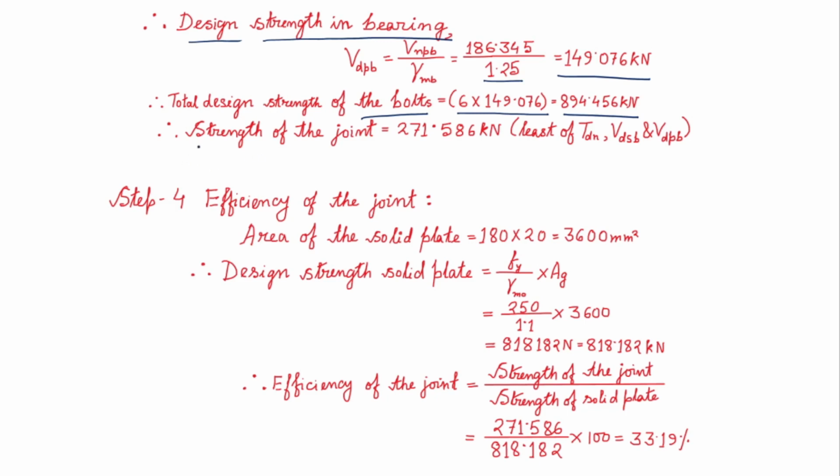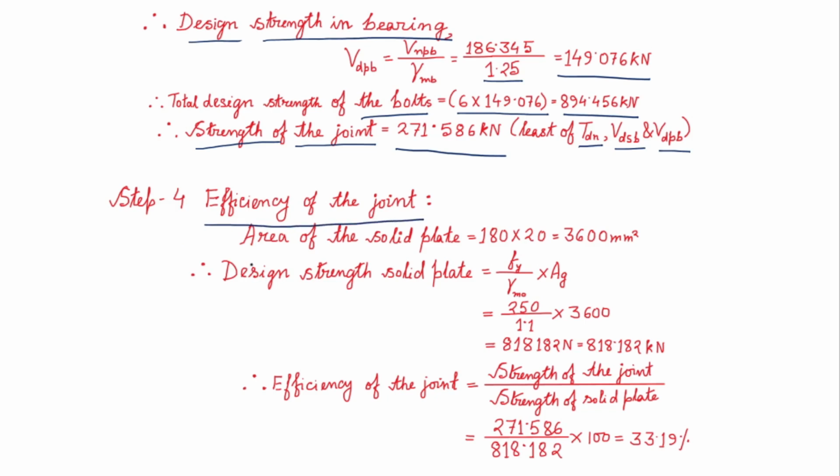Next, therefore, the strength of the joint. It is the least of Tdn, Vdsb and Vdpb. That means the strength of the plate, the design strength of the bolt in shear, and the design strength of the bolt in bearing. So the least of these three will be 271.586 kilonewton.